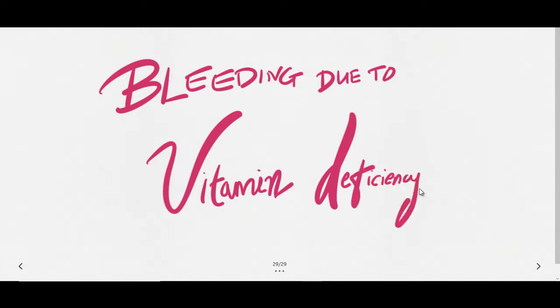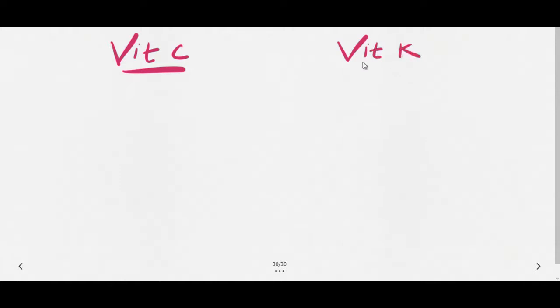So today's topic is vitamin deficiency leading to bleeding manifestations. So let us start with it. Now, whenever you say bleeding due to vitamin deficiency, there are two vitamins that come to your mind. First is vitamin C and second is vitamin K. Now, as we know, what are the functions of these two vitamins in our body?